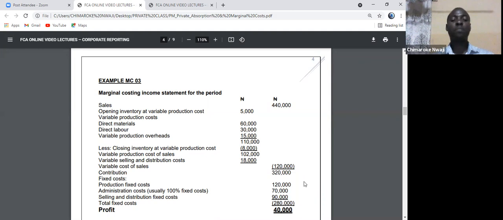Our variable production cost is what we want to calculate. We have our direct materials, direct labor. Then we have our variable production overhead.